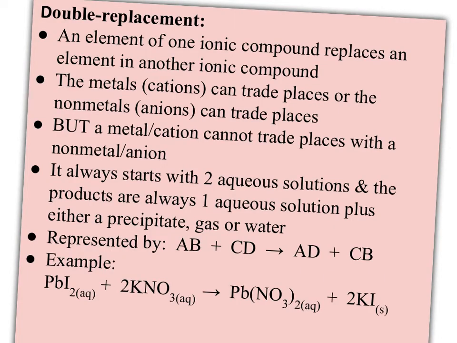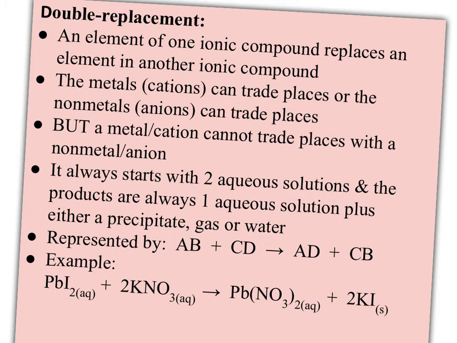Double replacement reactions then are the last reaction to talk about. It's an element of one ionic compound replacing an element in another ionic compound. And the metal cations can trade places, or the nonmetal anions can trade places. But the cation cannot trade places with the anion. In other words, a metal cannot trade places with a nonmetal. So this is like 2 couples dancing and they trade places, versus single replacement where you just have 1 couple dancing and someone comes and cuts in.